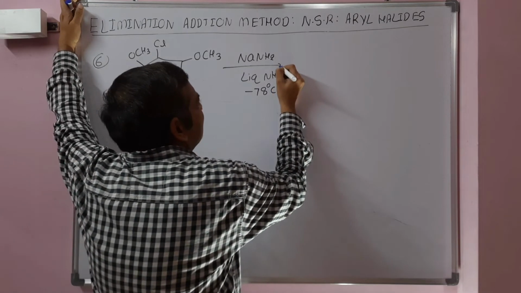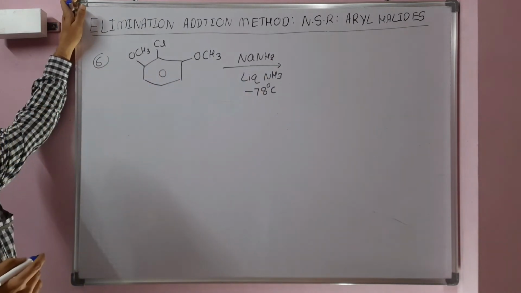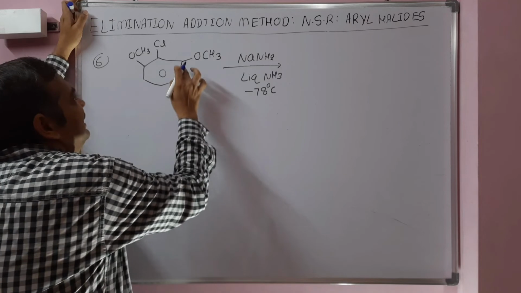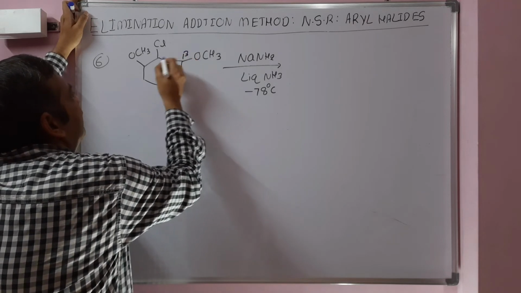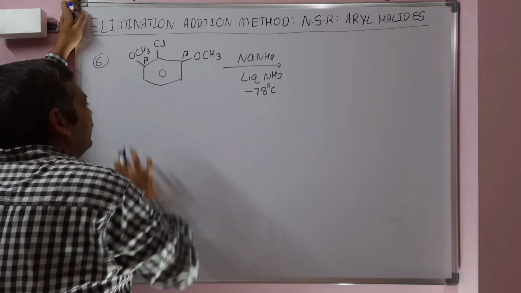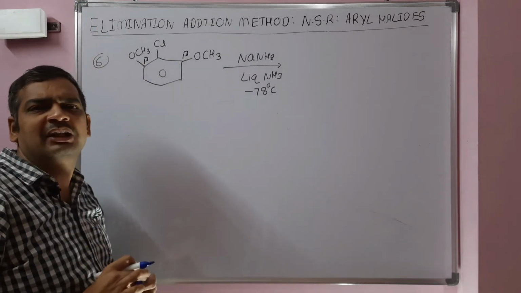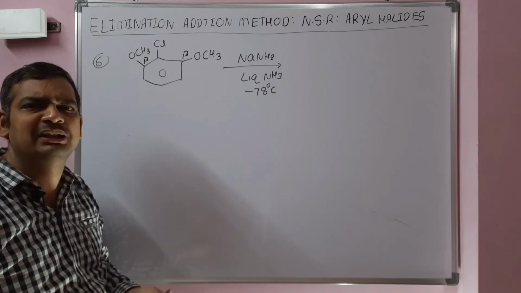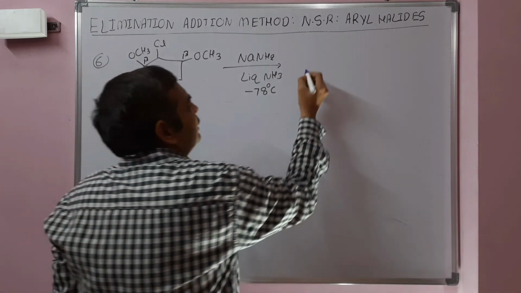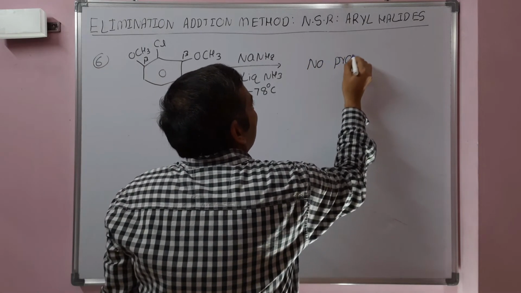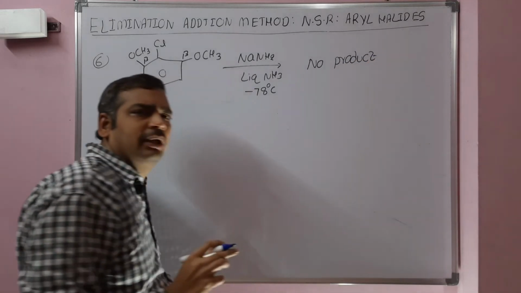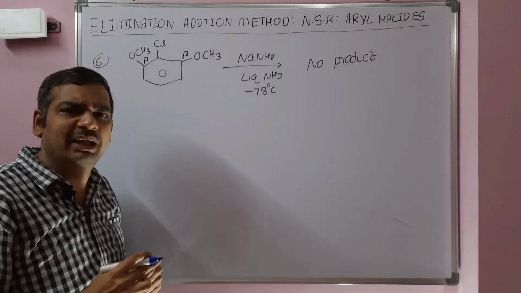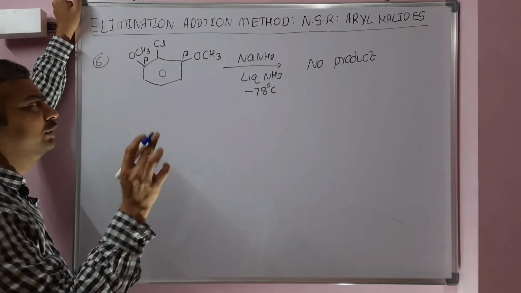Since it is sodamide in liquid ammonia, there is a possibility of a nucleophilic substitution reaction. Halogen is also there. But look at the beta positions: two are available, but there is no hydrogen. If there is no hydrogen, the first step, elimination, is not possible. If elimination is not possible, no carbanion, no benzyne, no addition. That's why no product is obtained here. For this mechanism, the adjacent beta carbon should have hydrogen; only then elimination, followed by carbanion, then benzyne, then addition. Since there is no beta hydrogen, no product here.